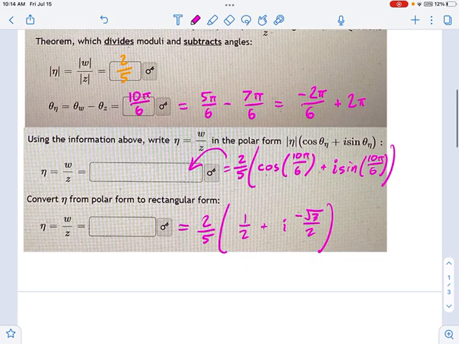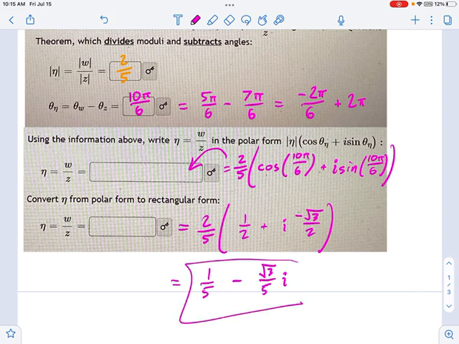Okay, so what this works out to be is 1/5 minus radical 3 over 5 i. What slowed me down was just distributing the 2/5 times all that stuff. But this is our rectangular form.